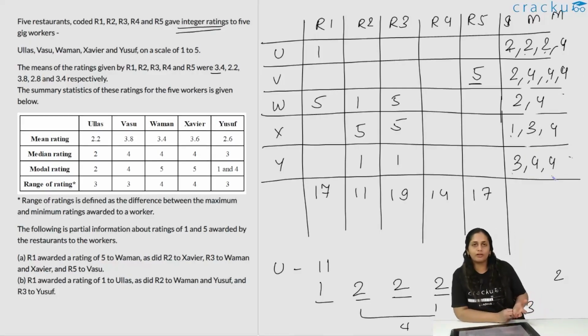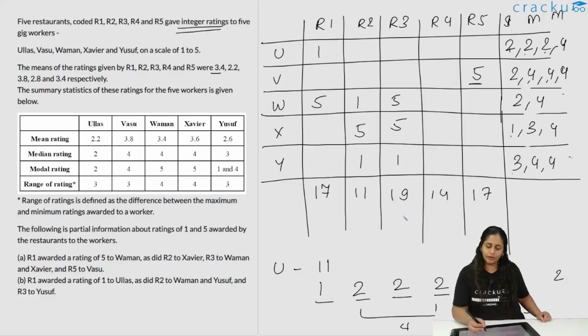Now how do I figure out which cells they actually go to? I have to use the column totals. Only with the column totals will I be able to figure it out. Now consider the R3 column. In the R3 column, you have 5 plus 5 plus 1, which is 11. The total is 19, which means that the remaining total to be explained is 8.